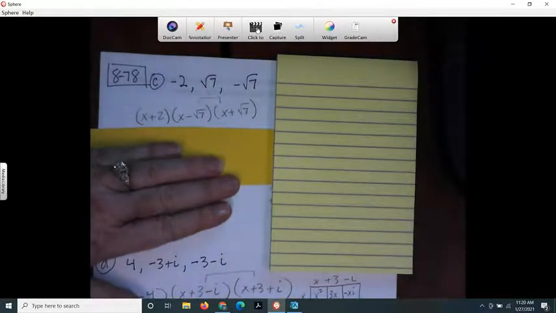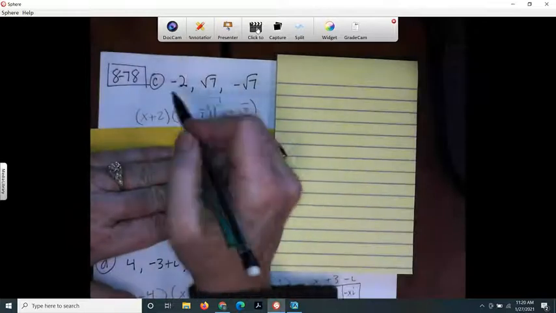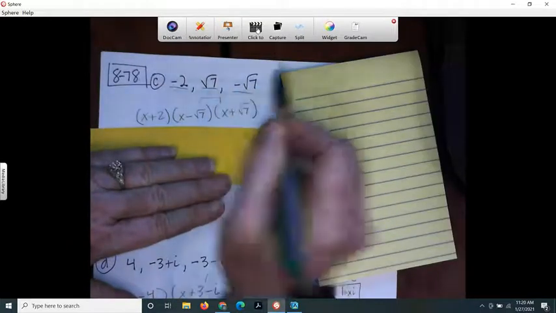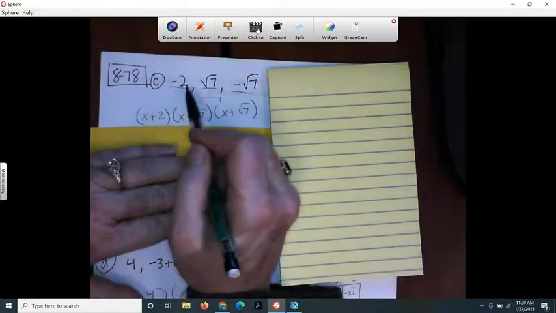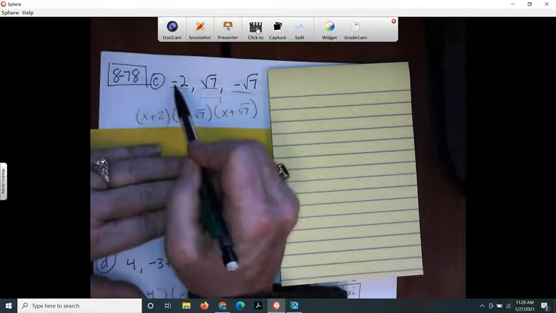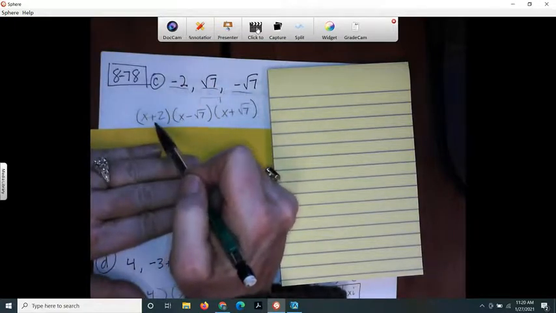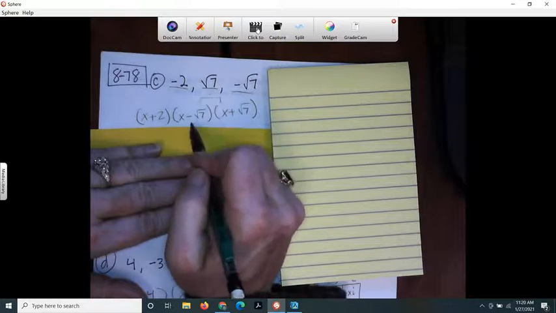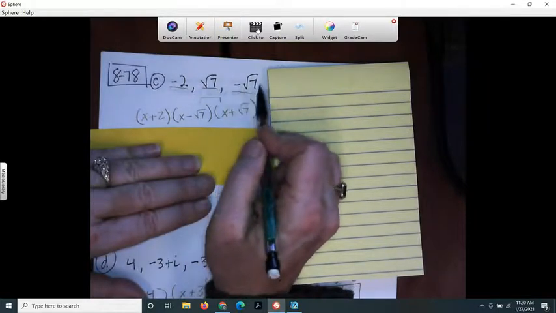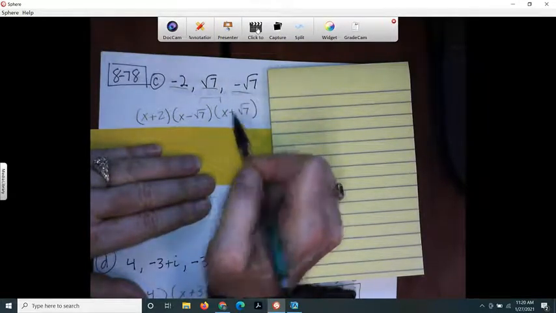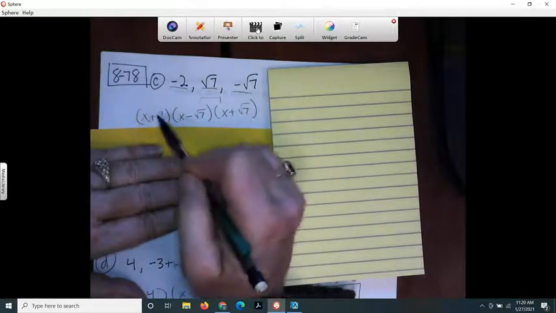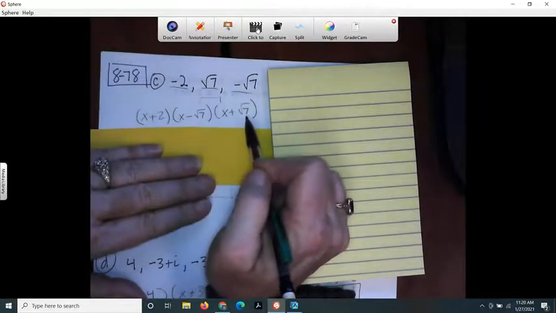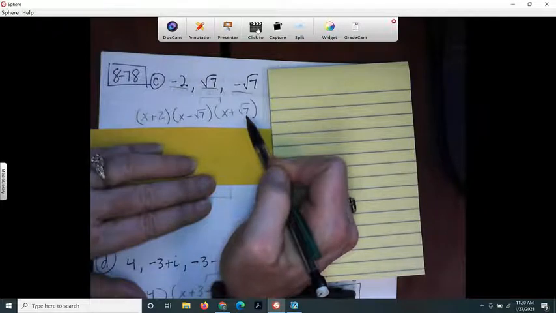We do the same procedure. You're going to take each root and go x minus the root. So x minus -2, that's x plus 2. Then x minus root 7 and x minus negative root 7. These are the 3 factors that we need to multiply together.